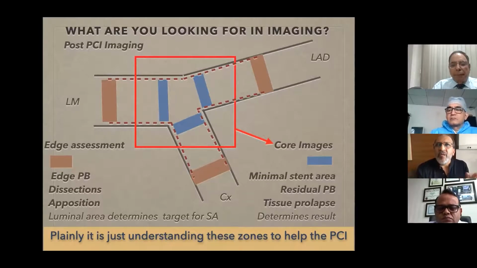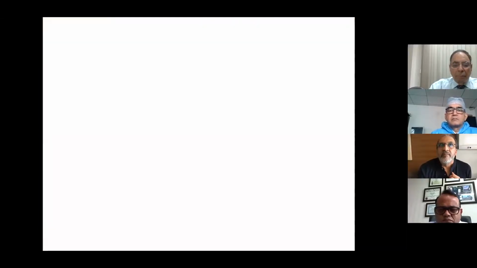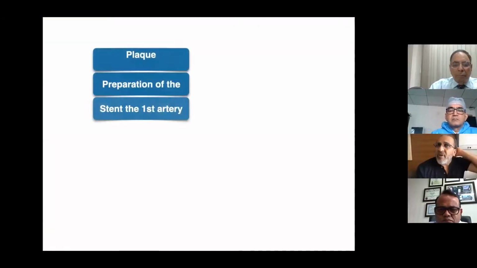The luminal areas and the landing zones are going to determine what the areas should be in the center, because you need to achieve at least 90% of the areas at the periphery into the center to get a great result. And do you need to do IVUS?